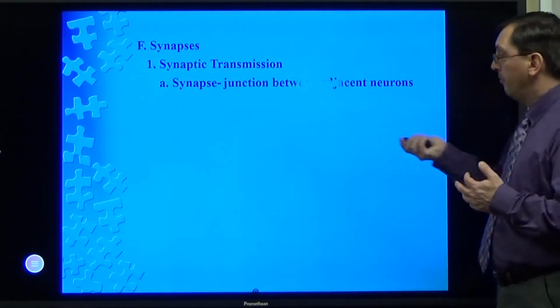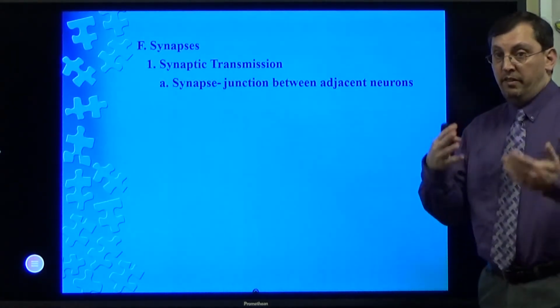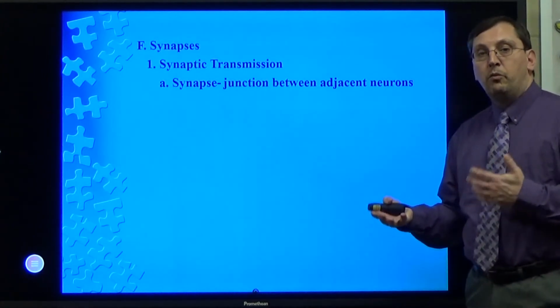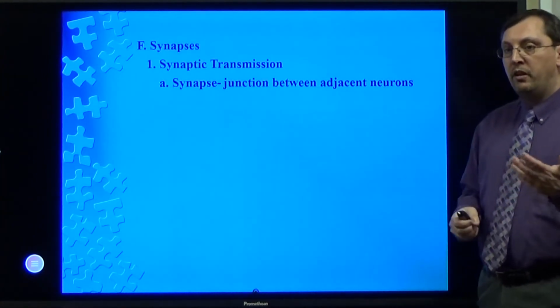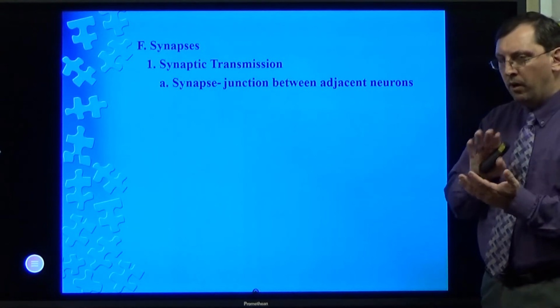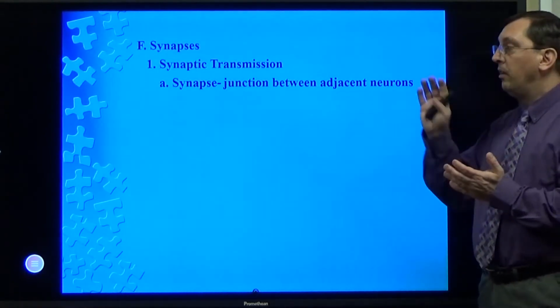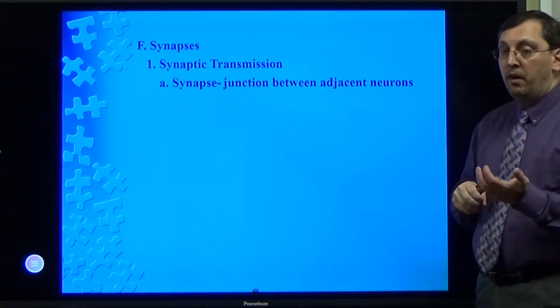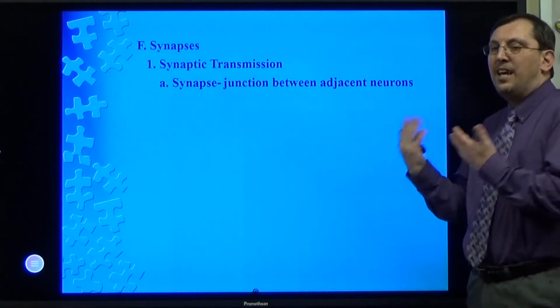So the synapse is the junction between adjacent neurons in this unit. In the case of the muscular unit, we talked about the fact that motor neurons can go and attach themselves. They don't quite directly attach, they leave a little gap between themselves and the muscle, so they're going to send signals across it. Same concept occurs here.